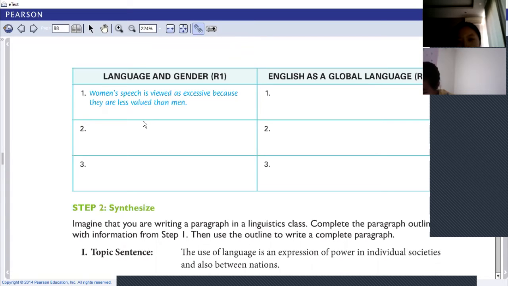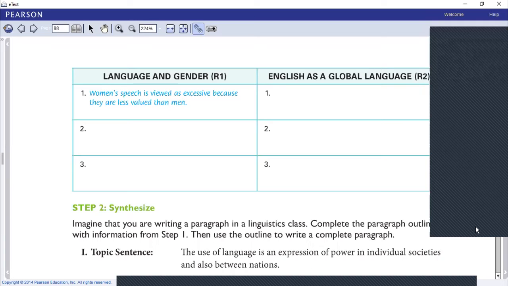So in the first box, language and gender in reading 1, we have women's speech is viewed as excessive because they are less valued than men. I want to ask Karen, can you tell me what the other 2 are? Which should be under the box of language and gender reading 1. Karen? Yes, miss. Hi, which other 2 go into this box?